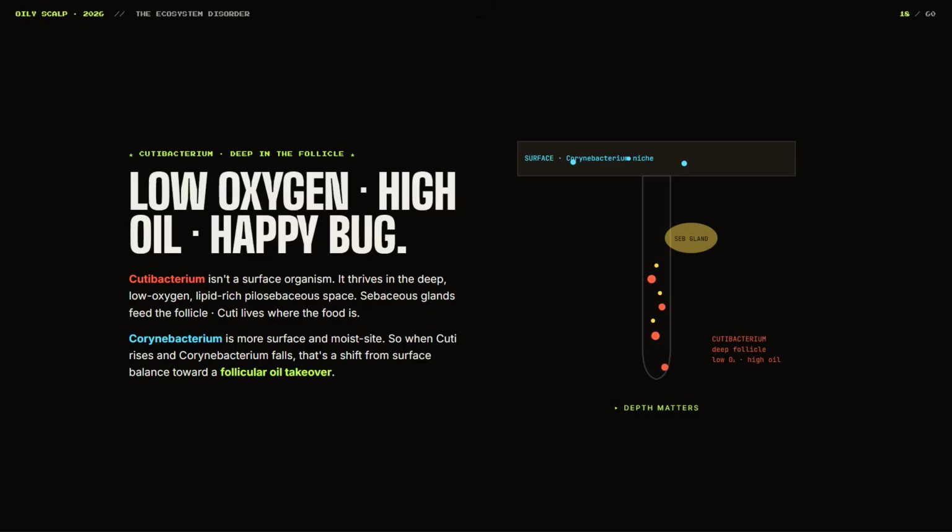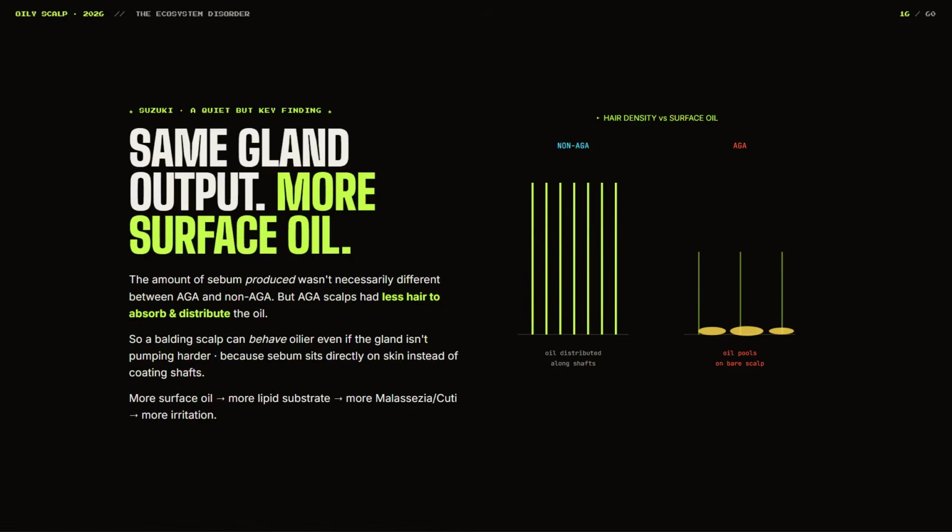Now, once you have this environment that favors Cutibacteria, well, Cutibacteria, as Suzuki et al. already note, produces something called cutimycin, and cutimycin is an antimicrobial that can kill other microbial colonies, whether they're fungal or bacterial. This is why you're going to get this sort of runaway cascade of these things that mostly encourage more oil to be produced. So we're adding more to the equation: DHT, which is going to increase sebum production, and these microbial colonies, which are going to provide a feedback loop to make your skin, your scalp, more oily.